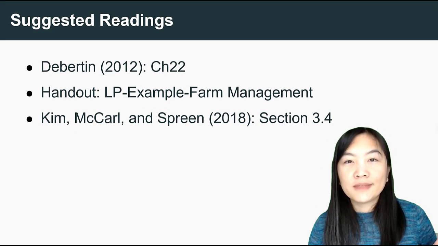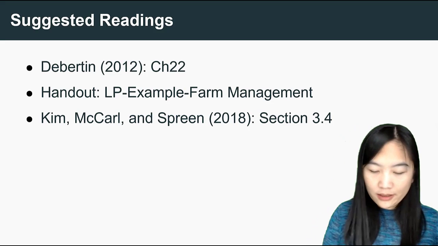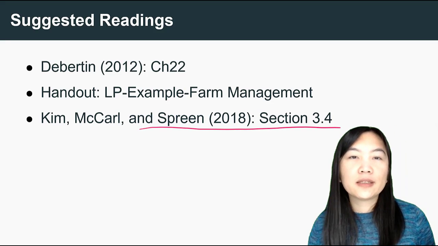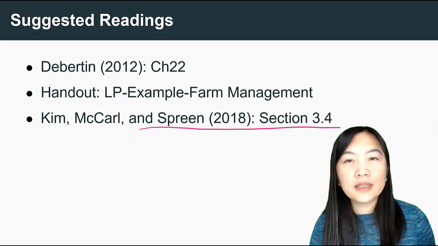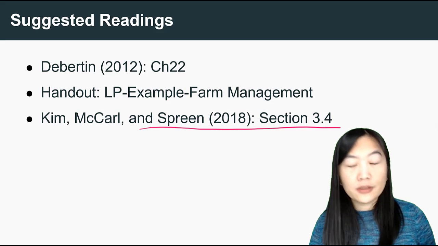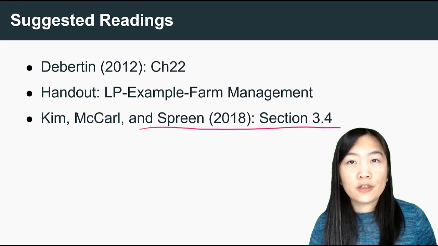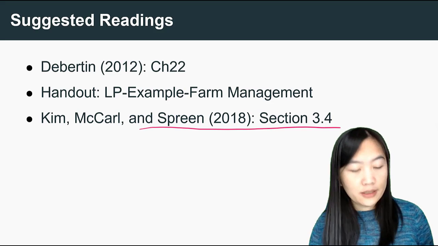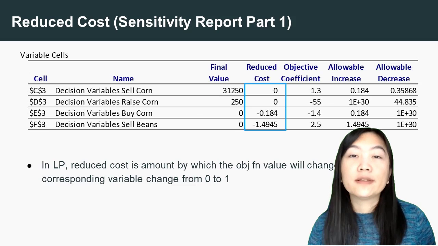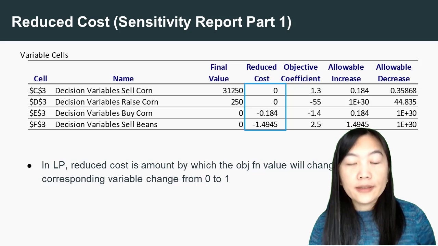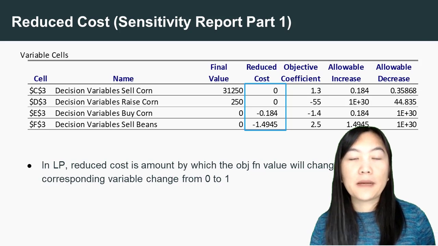So the suggested readings are still the same. And here I still recommend that you read this Kim et al. 2018 book. They have a very detailed explanation of the sensitivity report. So if you feel that I'm not explaining stuff clearly, you can maybe read their section, so it will help you understand this topic better.